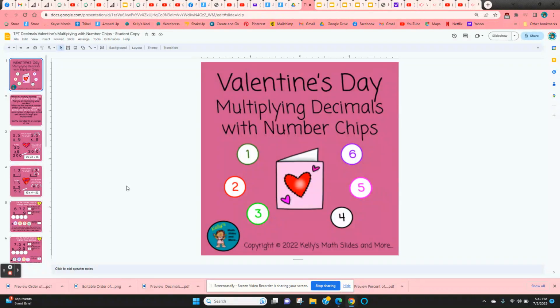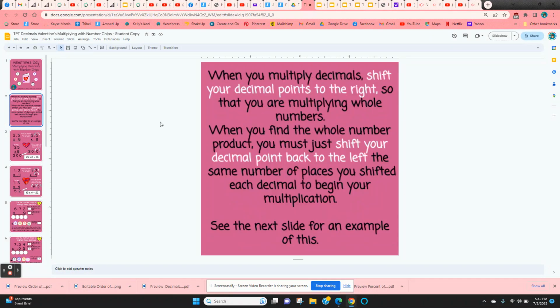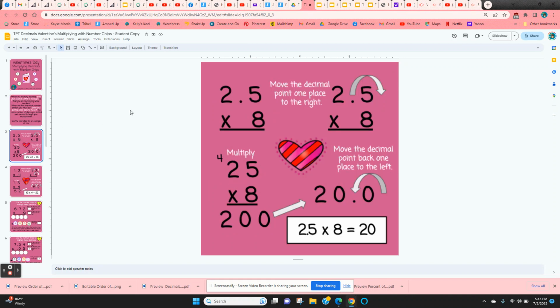Multiplying decimals with number chips. This is the Valentine's Day version. This is a digital lesson. So it starts out with explaining to students what to do with the decimal point when you're multiplying with decimals. You want to move the decimal points all the way to the right, and then you're going to move those decimal points back when you get your product. So it has an example of how to do this.